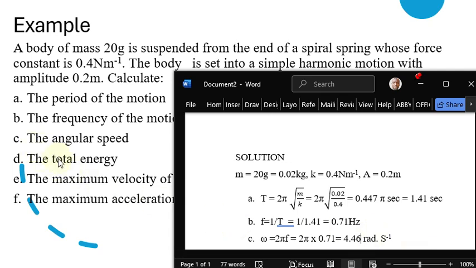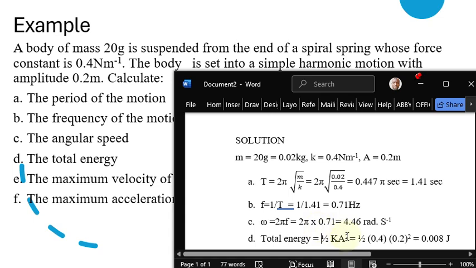The next question says we should calculate the total energy. That's D. Now the total energy by formula is half Ka squared. Of course, our K still remains the force constant, which is 0.4. We substitute it here, and our A, the amplitude, which is 0.2. That's 0.2 squared. And if you simplify, you have 0.008 joule. Energy is measured in joules.